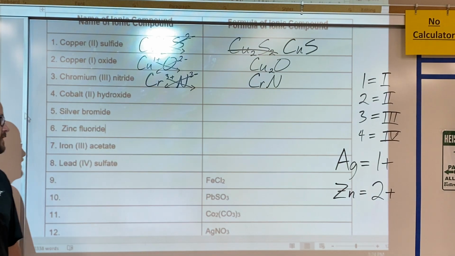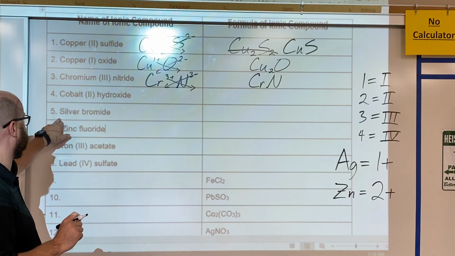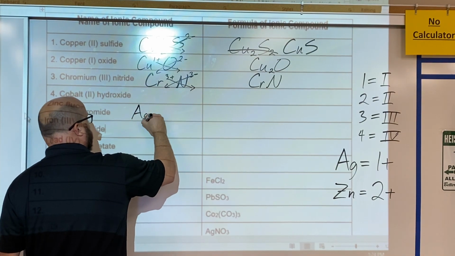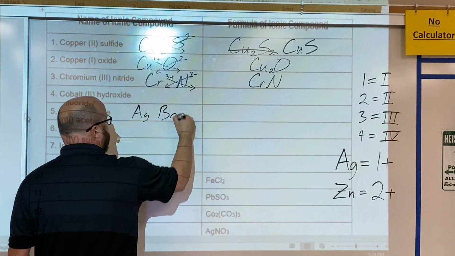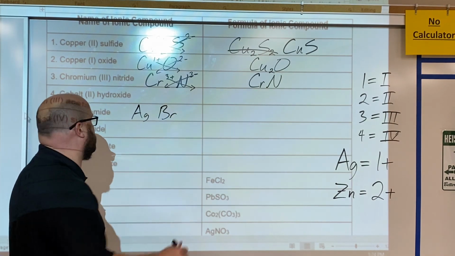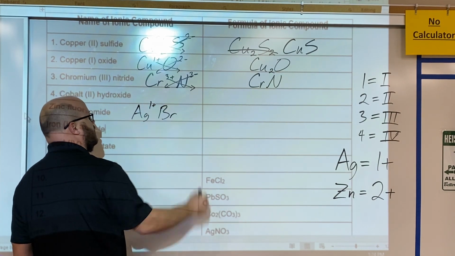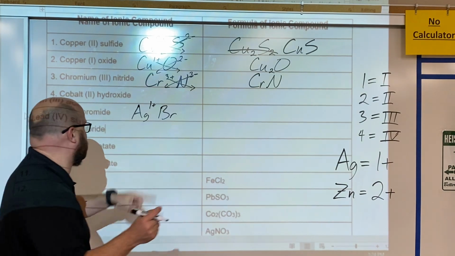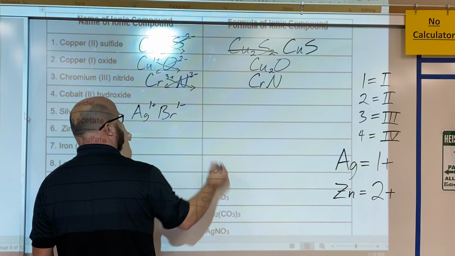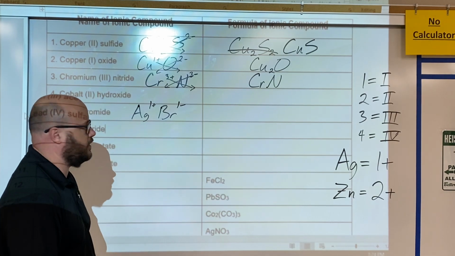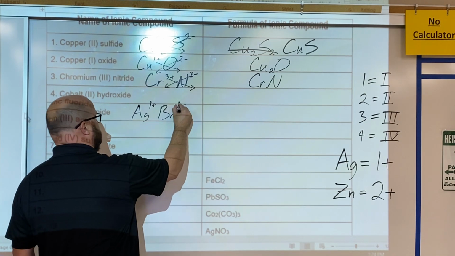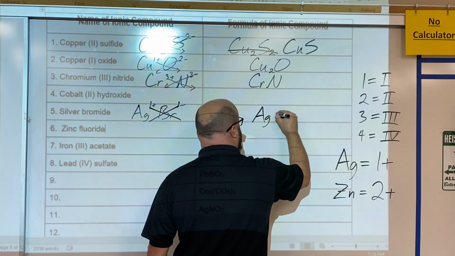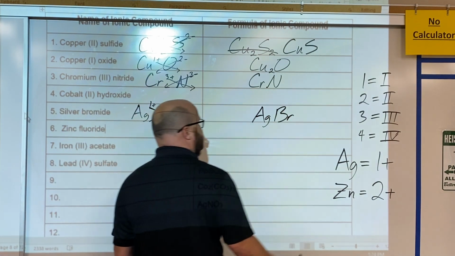So just like before, silver bromide. Let's write the symbol for both. AgBr. We know silver is going to be a 1+. Bromine's in group 7, almost there. It just needs 1 electron. So when it gains 1, it's going to become a -1. Crisscross applesauce, we end up with AgBr.